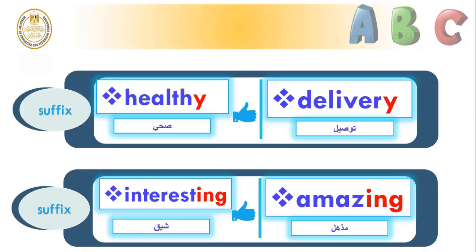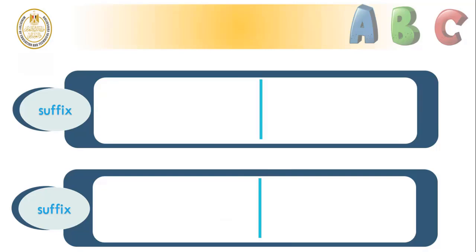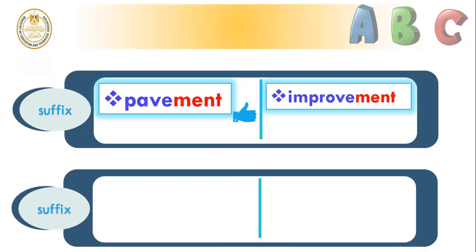Interesting. طبعا جاي من interest اللي هي شيق التشويق و interesting شيق. Amazing جاي من amaze يدهش, amazing مذهل أو مدهش. Next, pave, pavement. Pave بمعنى يمهد أو يرصف الطريق. Pavement قلنا رصيف. Improve يحسن, improvement تحسين. We change from verb into a noun by adding the suffix ment.